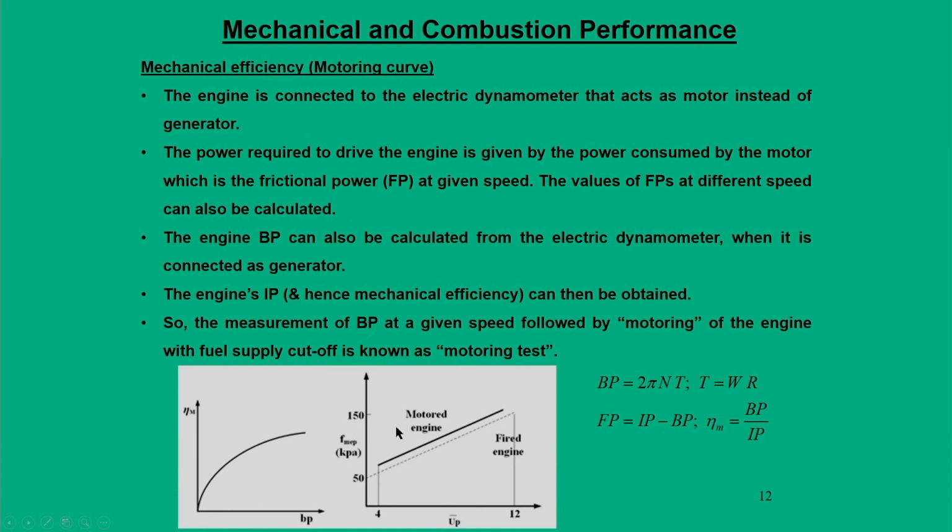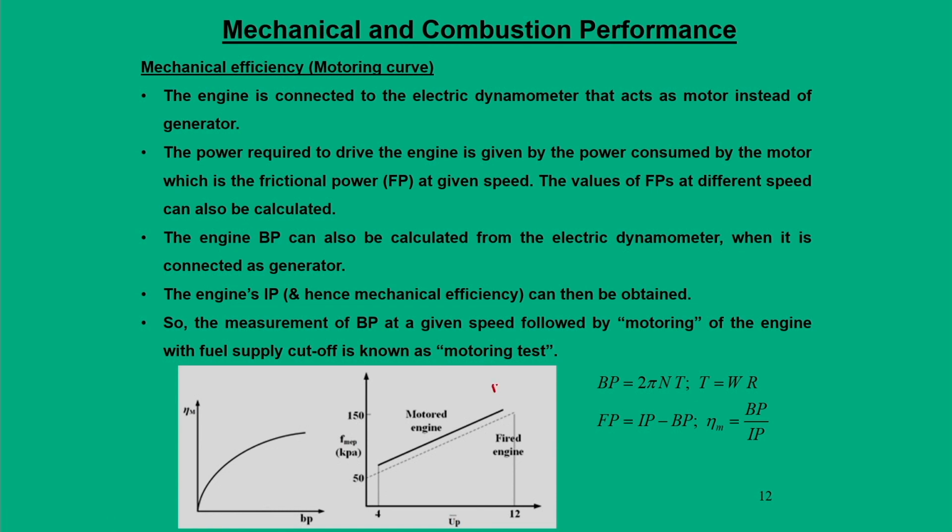So, the motoring curve, as I mentioned, the engine is run with a dynamometer, but that dynamometer does not provide the brake power. That means the dynamometer is not used to apply load, but rather it is connected to a motor that consumes that power. That means the entire power developed by the engine goes as friction power. So, in other words, in a motored engine your brake power is 0, but friction power would be nothing but the indicated power.